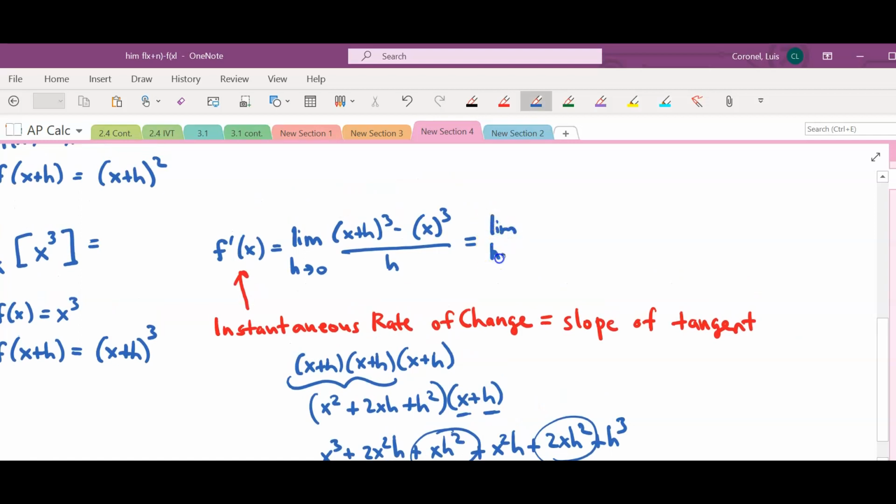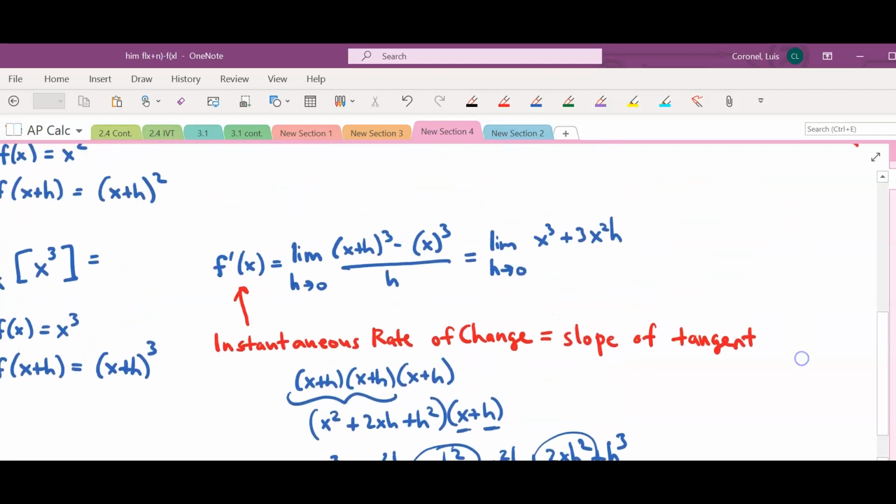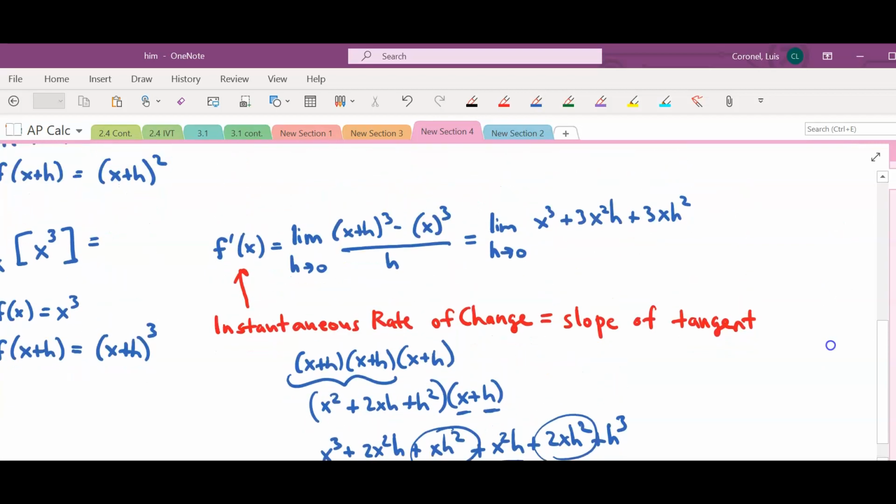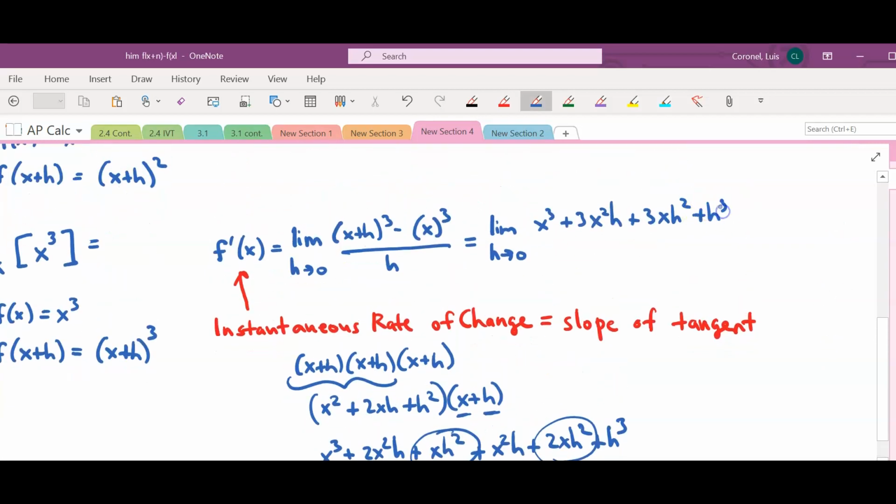And remember, we're still taking the limit of this. We have x cubed plus 3x squared h plus 3xh squared, and then there's an h cubed, minus x cubed. The minus comes from, remember, we're subtracting f of x, all over h. As you stare at this, think about what you can still do. Hopefully you're seeing the minus x cubed and the plus x cubed. Cancel those terms.